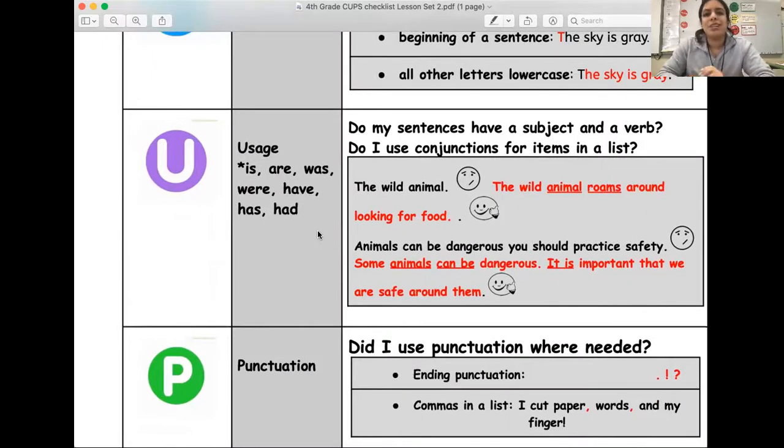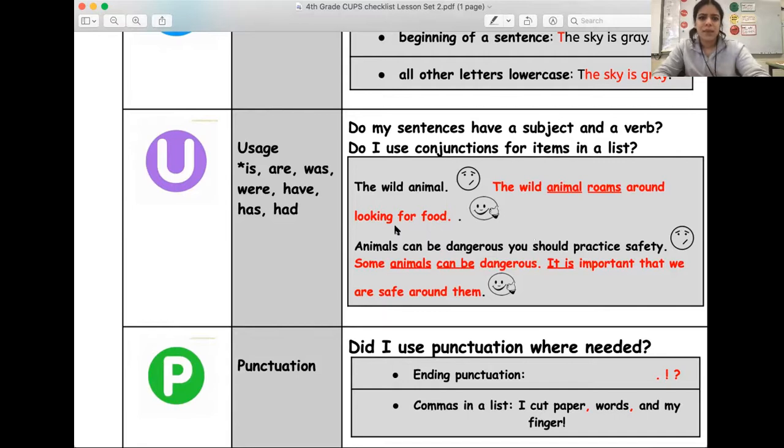Usage. That one's a little bit different. Do your sentences have a subject and a verb, and do you use conjunctions for items in a list? I love these boxes here. They're giving you examples. So how are you using these words in a sentence? Are you building sentences that are actually making sense here? So the wild animal, that sentence has a subject, it has no verb. It's not like wild animal, what? The wild animal roams around looking for food.